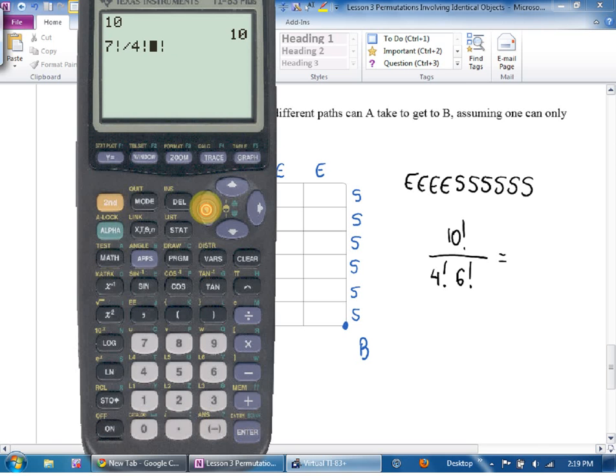10. Insert a bracket. There's already a 4 there. Put a 6 there. Close the bracket off. That was faster than going through all those menus anyways. 210.